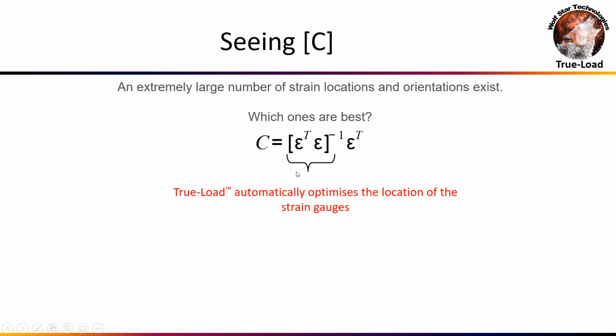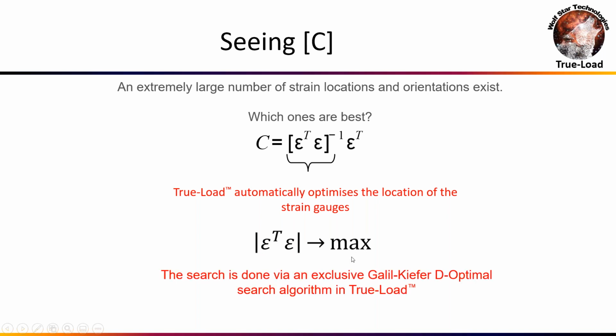So we recognize that the inverse of a matrix is defined by the cofactor of the matrix divided by the determinant. So the thing in the bottom, I don't want that to be 0, I want that to be maximum. So this is our objective function. We're going to maximize the determinant of strain transpose strain, and we do this with this Galil-Kiefer D-optimal search algorithm, which is extremely efficient for finding the gauges. So this is how it's done.